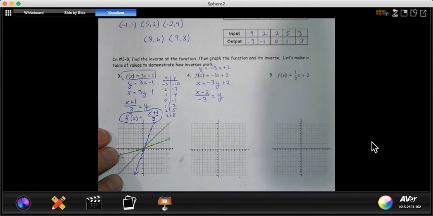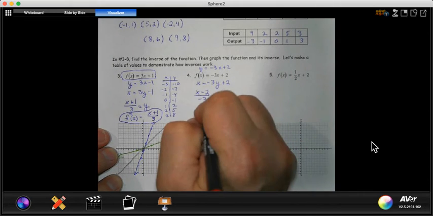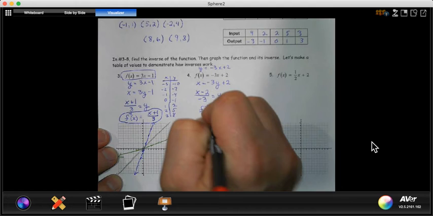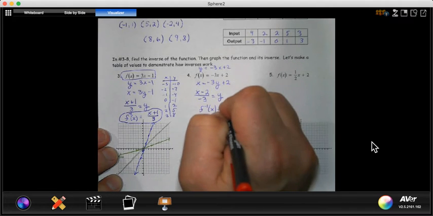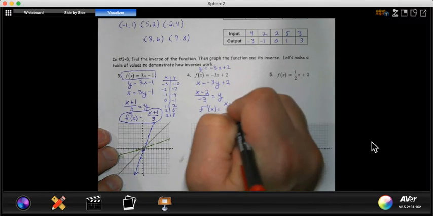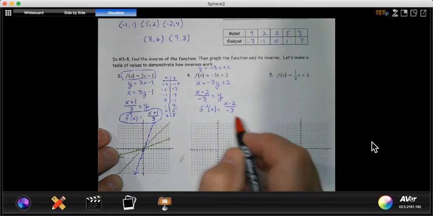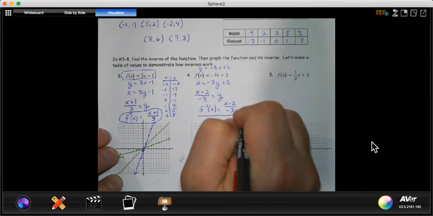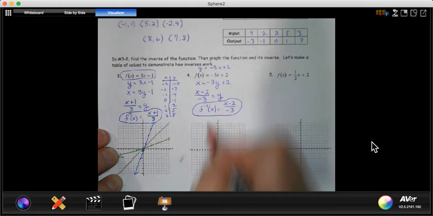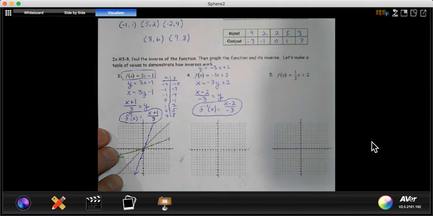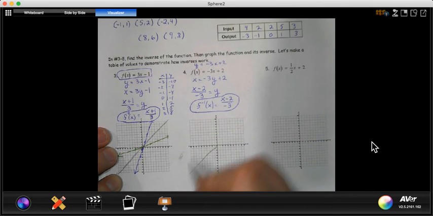That's my y. And then I'm going to turn it around. So I'm going to give it the f inverse symbol. And my fraction or my answer is x minus 2 over negative 3. So that's the inverse function. Okay? Let's draw the diagonal so we can see our mirror image.